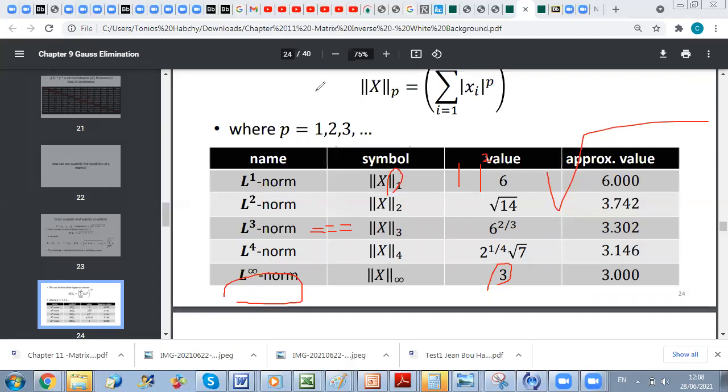Doctor, we didn't explain the norm last time. Fine. I thought we covered these two slides. Okay, no problem. I am explaining it now.